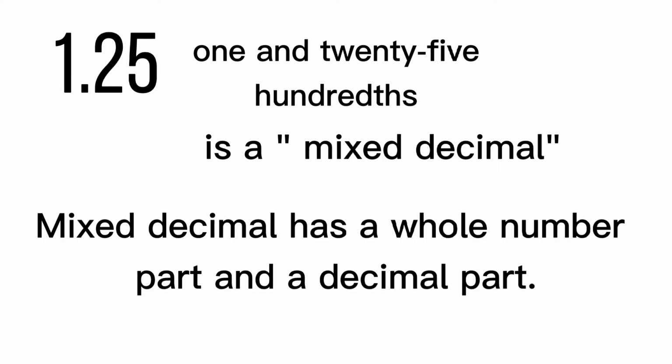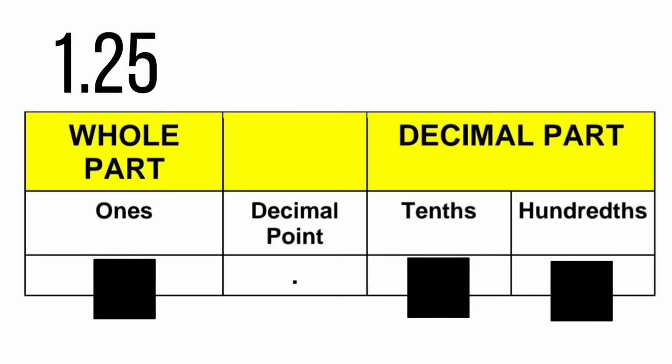So a mixed decimal has a whole number part and a decimal part. Remember? So now let's place each digit in a place value chart. Class, where do you think we should put the number 1? Whether it be in the ones, tens, or hundreds? Your guess, class. Okay, Ronna, you're raising your hand. So where should we put it? Okay, in the ones. Very good, Ronna.